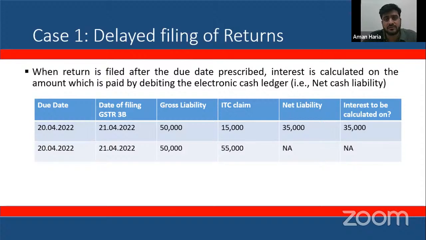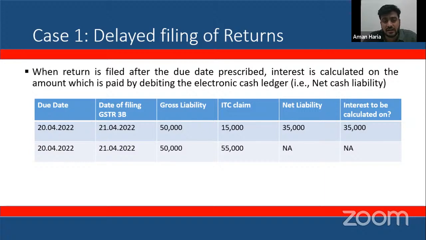So the first case is when you have simply filed your returns late. When a return is filed after the due date, interest is going to be calculated on the net tax liability, net cash liability, that is the amount of cash that you have debited through the electronic cash ledger. Here I've taken an example. Say the due date is 20th of April 2022, and you have actually filed it on 21st of April, that is a delay of 1 day.